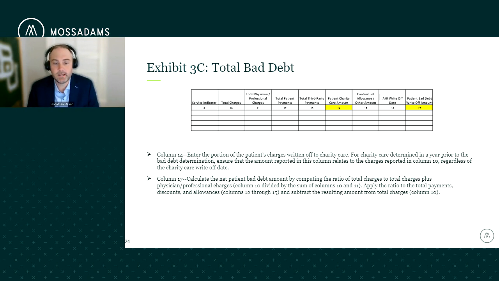Column 17 actually is kind of a calculated field, or at least checked that way. And basically it's doing what we just talked about, right? If you have professional fees included, commingled with hospital charges, then you have to identify those and make sure that you're removing those professional fees.